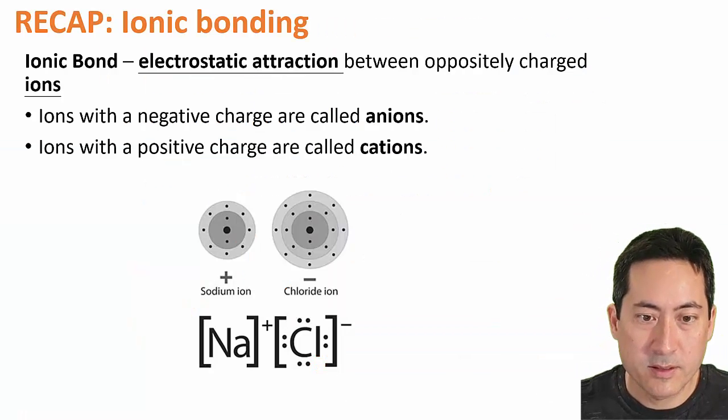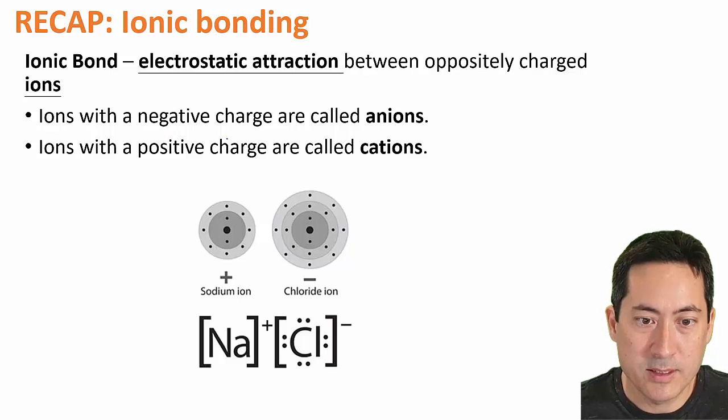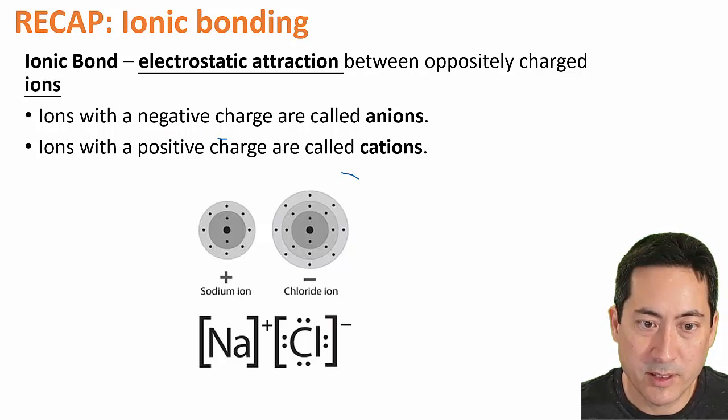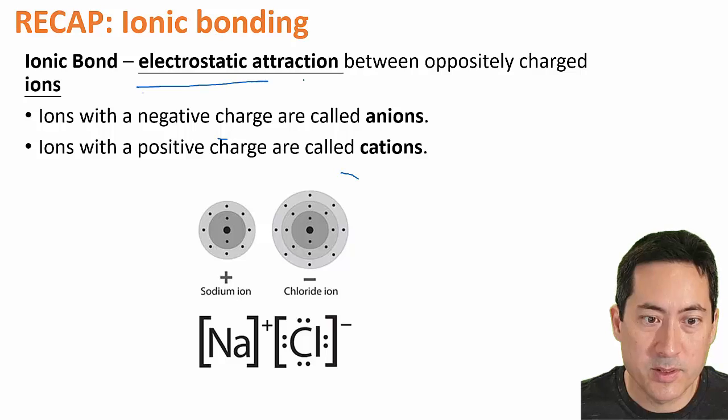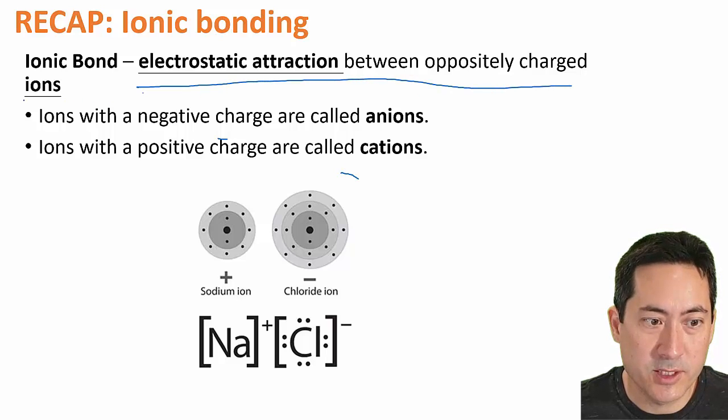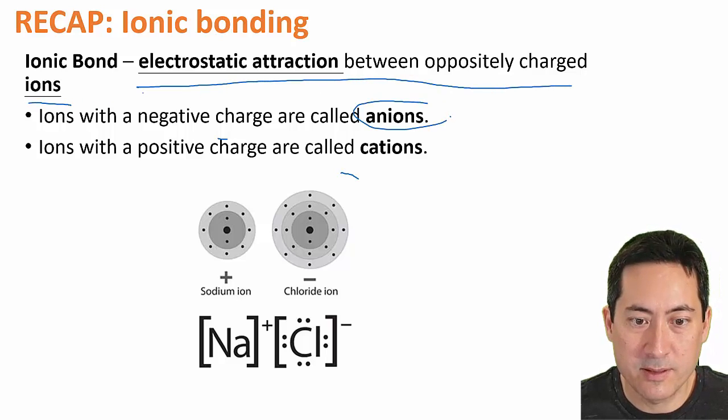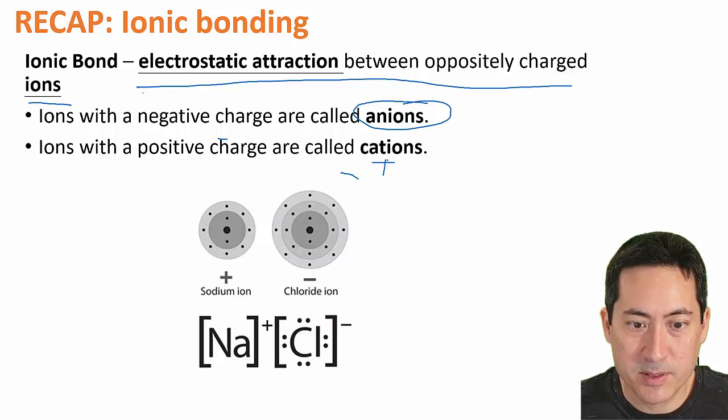Ionic bonding, just a quick recap. I would memorize these definitions because the words have been very carefully chosen. So an ionic bond is electrostatic attraction between oppositely charged ions. There are two types of ions: anions are negative, and cations, with a big T, are positive.